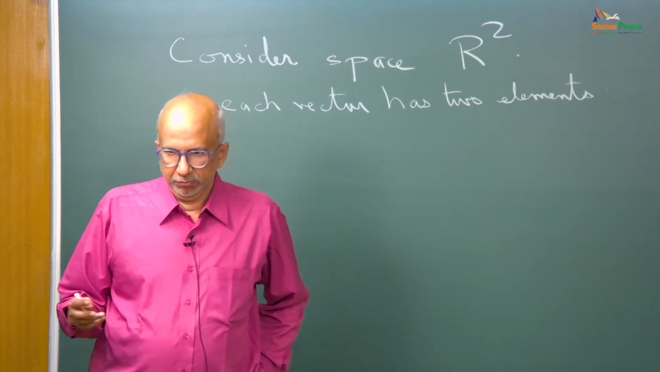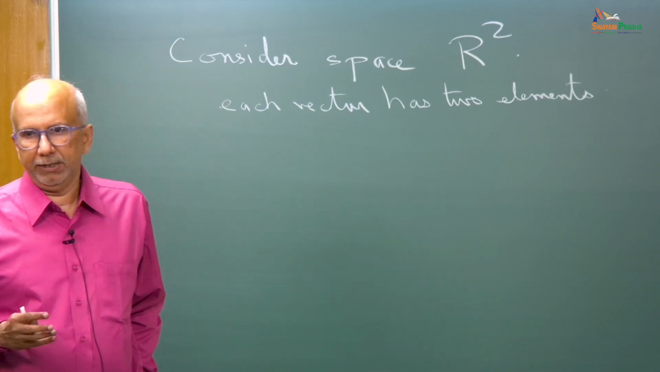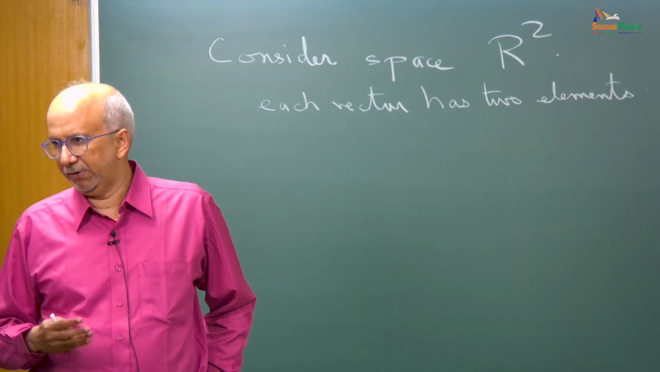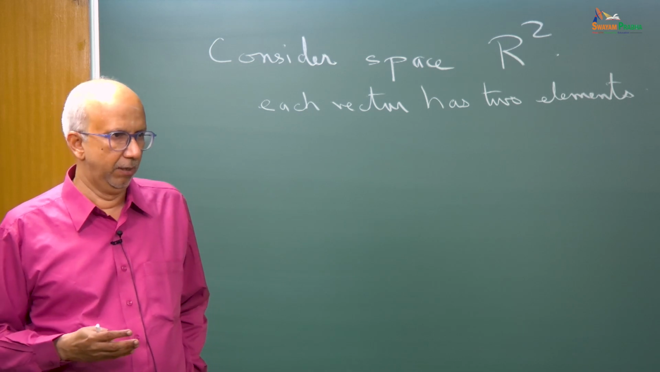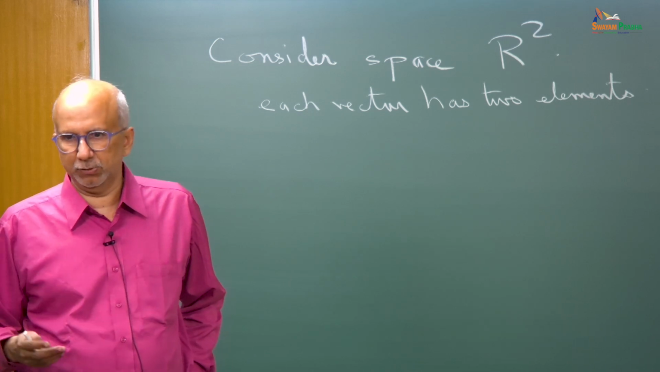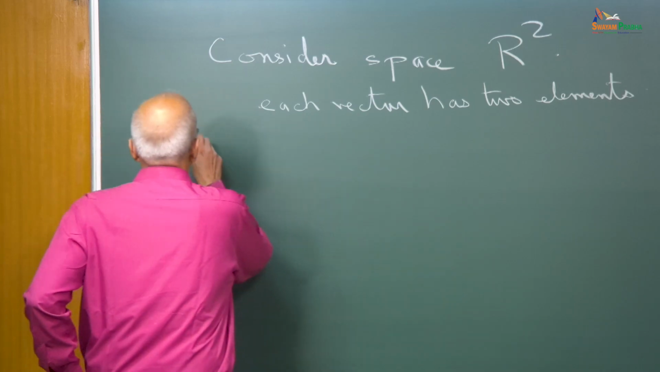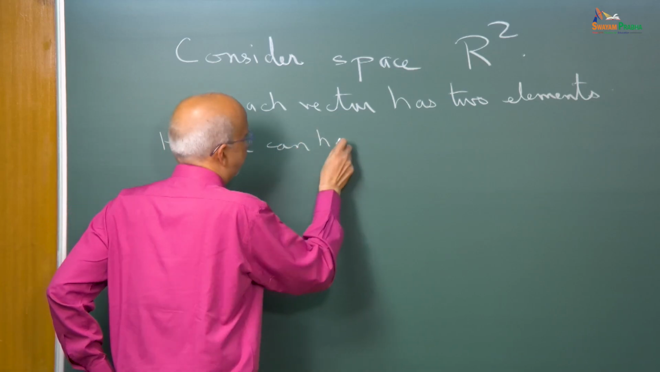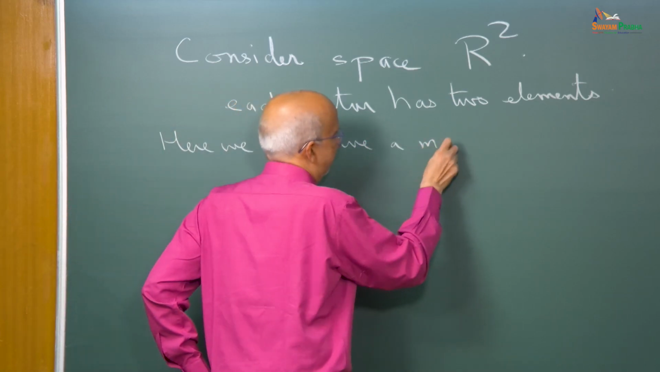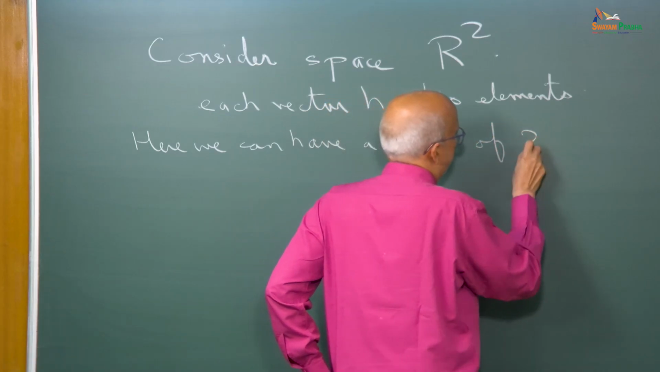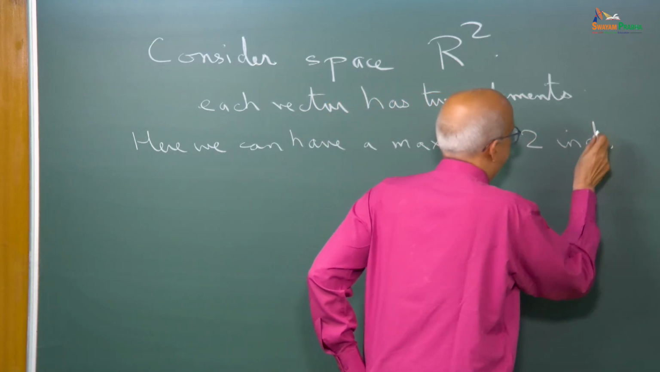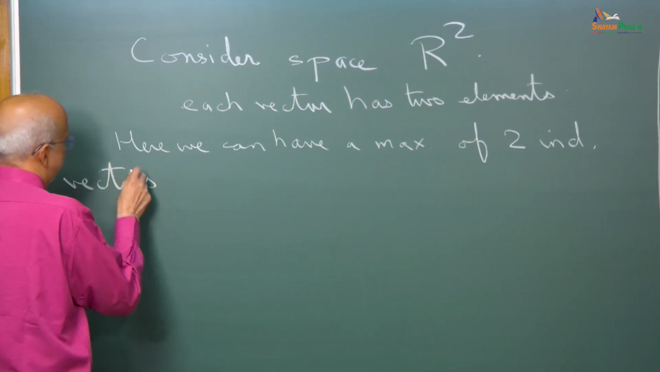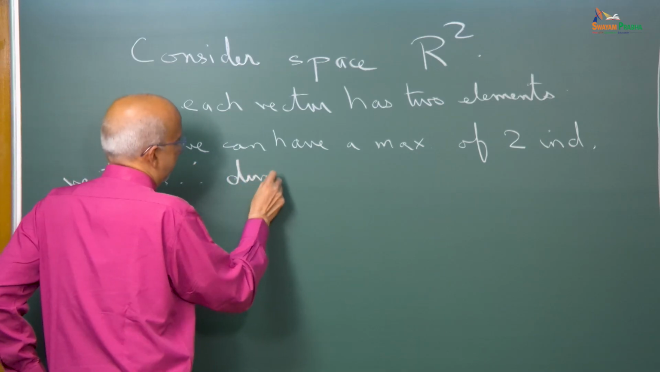We saw earlier that in Rn you can have a maximum of n independent vectors, and therefore the dimension of the space was n. So, here we can have a maximum of two independent vectors, therefore the dimension is 2.